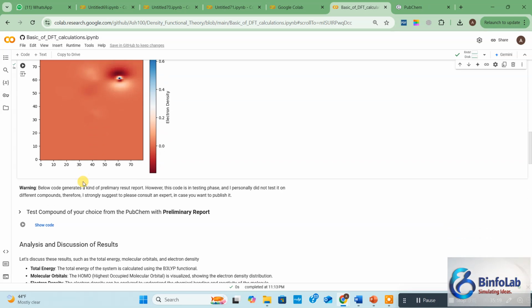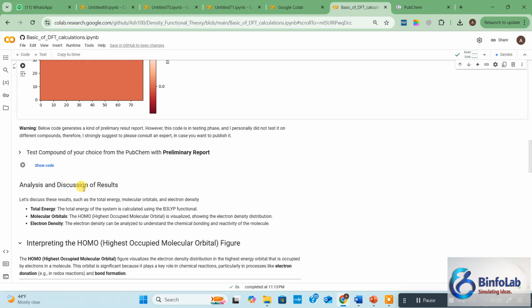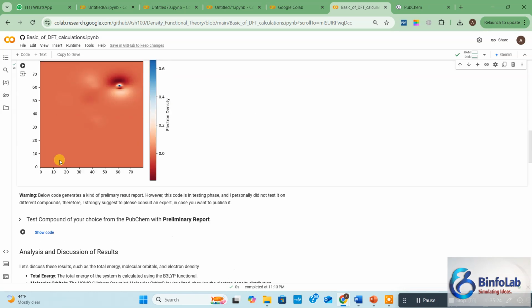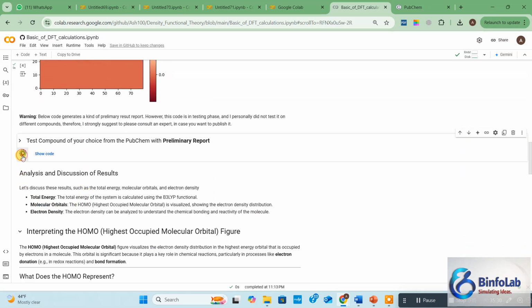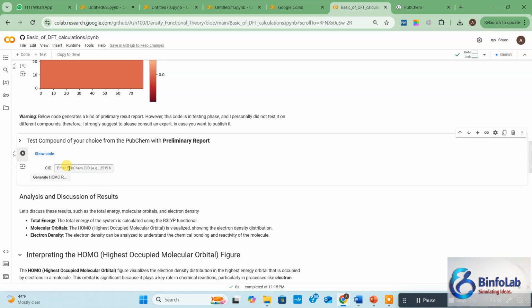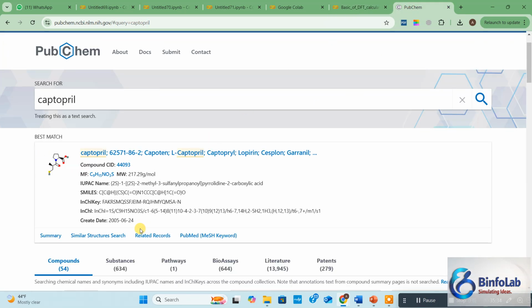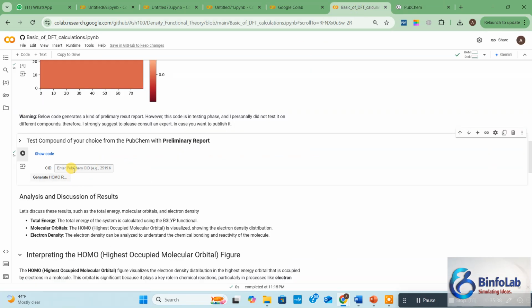But I have dropped two codes for you. So let's try this code. If in your case this code does not work well, then we will try the other code. Let's see what it says. 44093.